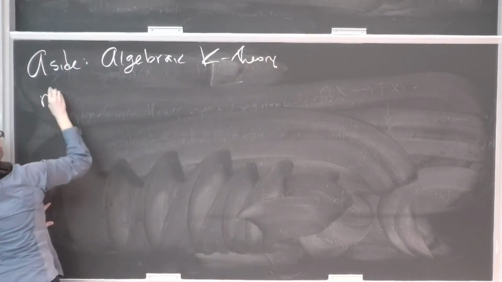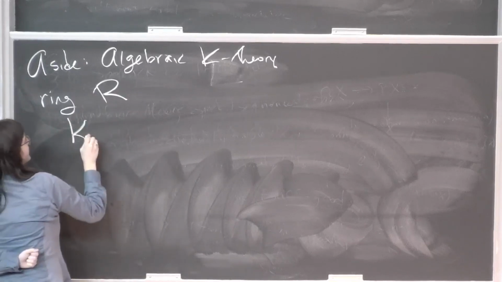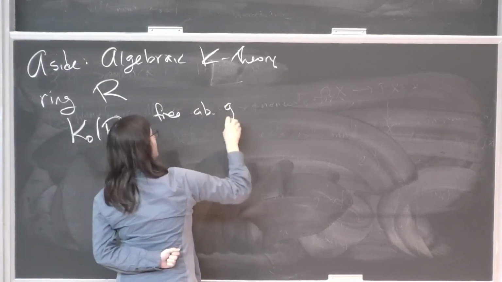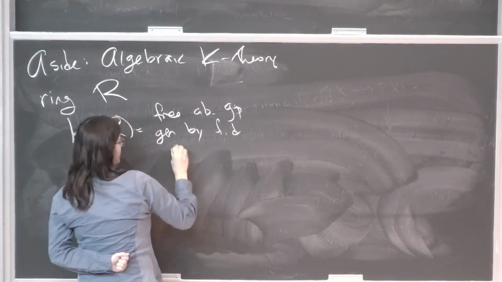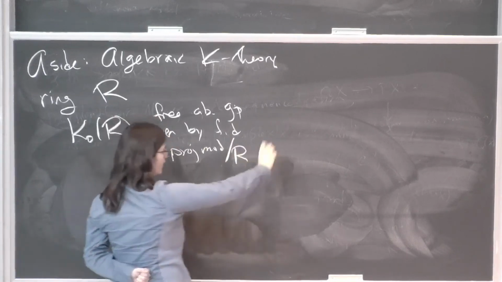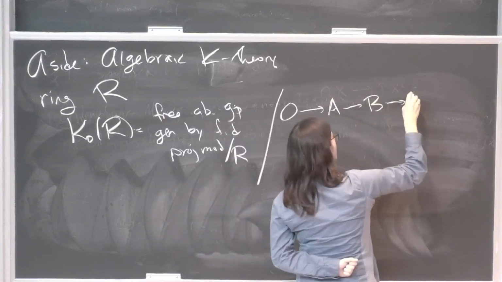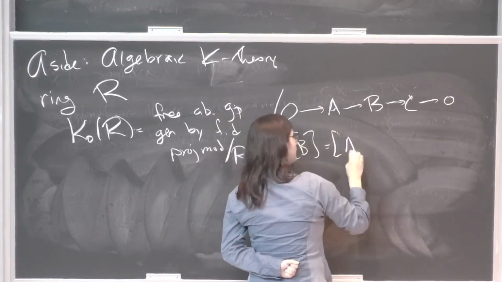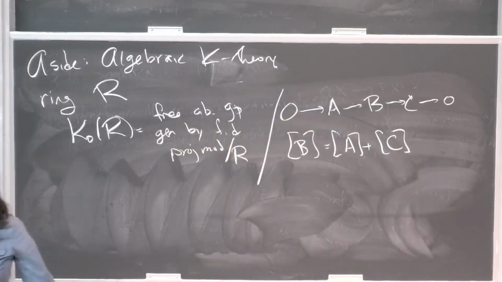So if we have a ring R, we define K0 of R to be the free abelian group generated by finite dimensional, let's say, projective modules over R. And we're going to quotient out by the relation that whenever we have an exact sequence A to B to C, we're going to declare that B is equal to A plus C.